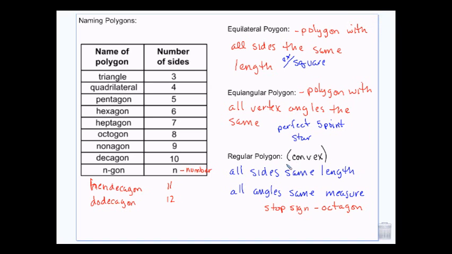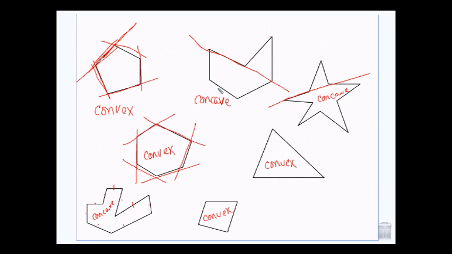You can't have a concave regular polygon because as soon as you become concave, it's impossible to have equal angle measures. If we look at some of our concave examples, there's no way that all of these angles could be the same because we have some going in. Does that make sense? Like bending? No, I get it. Okay.